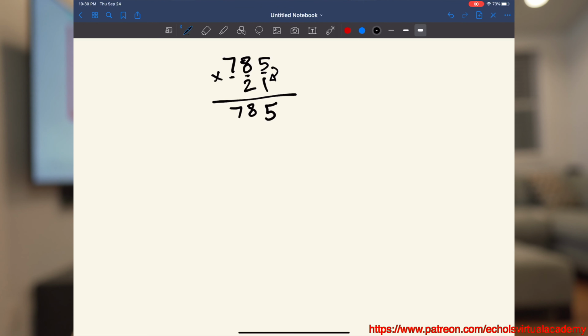And now you add these little babies up. 5 plus 0, 5. 8 plus 0, 8. 7 plus 7 is 14. You put your 4 down and you carry your 1. 1 plus 5 is 6. And nothing plus 1 is 1. Your final answer is 16,485.